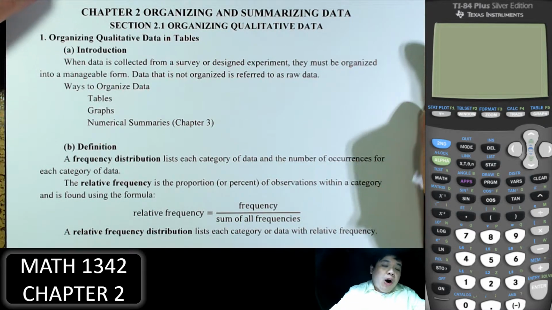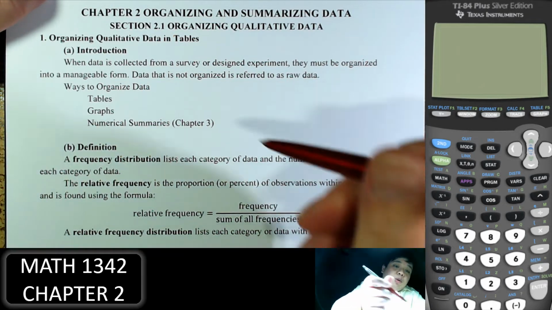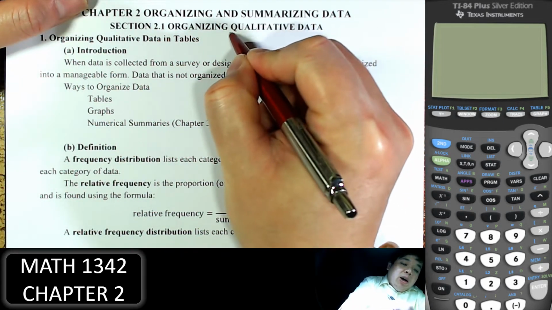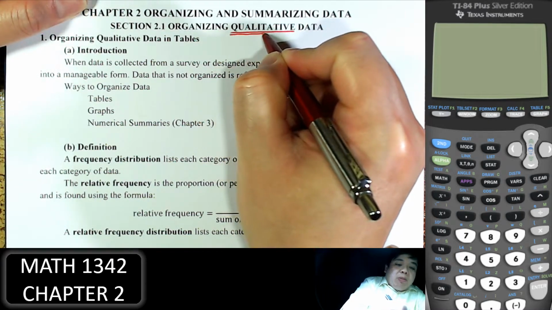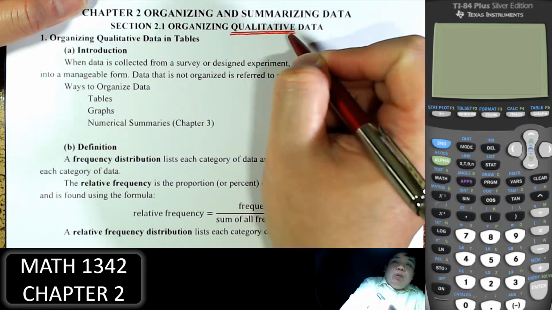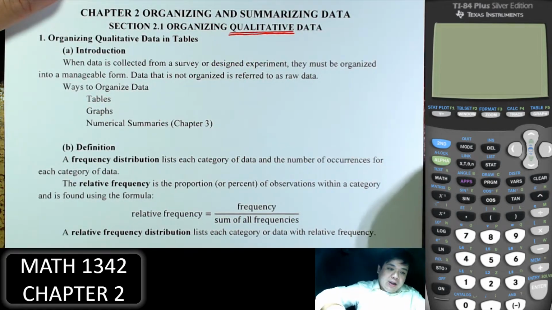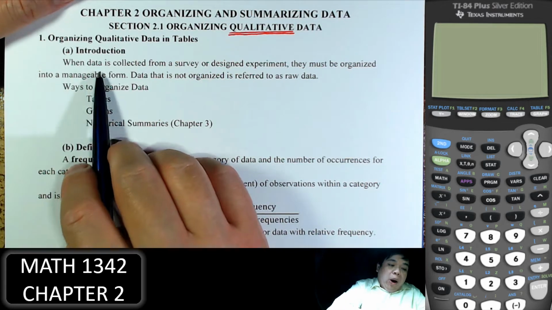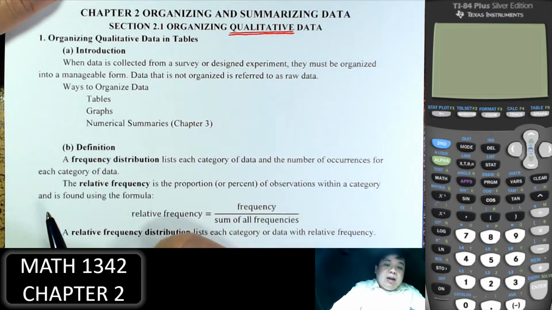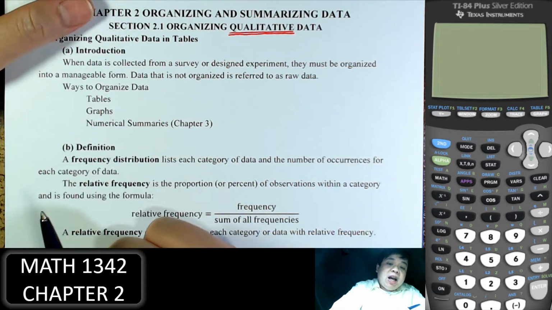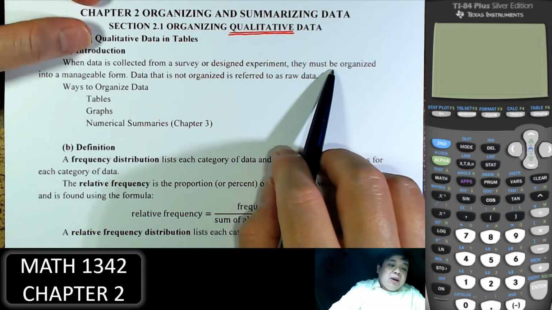Chapter 2, Organizing and Summarizing Data. The first section we will talk about is organizing qualitative data, the kind that goes with properties, attributes, and characteristics, and is not numeric. When data is collected from a survey or designed experiment, which we covered in the first chapter, now we will organize them.